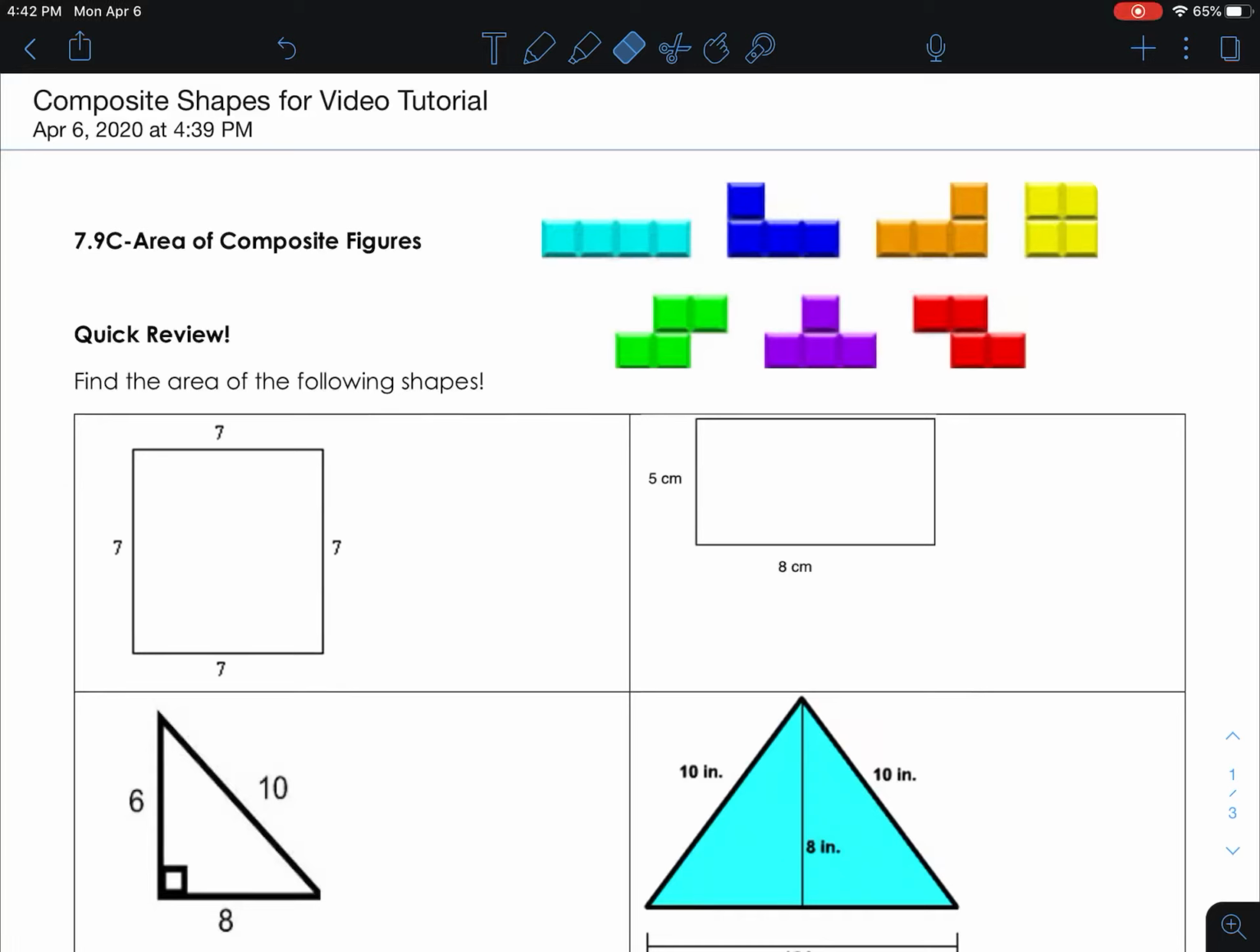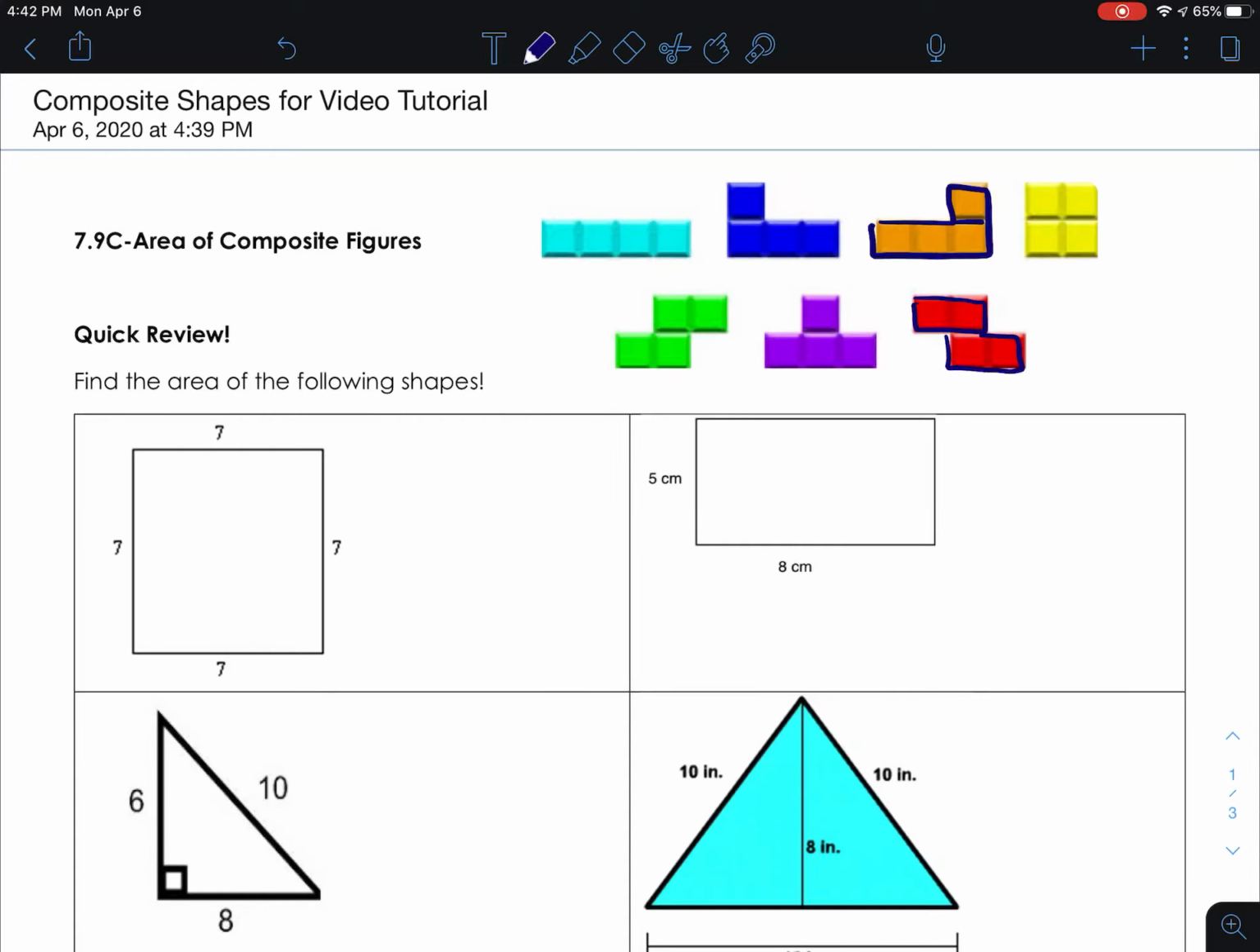Hi everyone, so we're going to start off with something new today. We're going to go into area of composite figures. Those are these types of shapes. If you've ever played Tetris, it is full of composite figures. It's basically like two shapes put together. So if you look at this one, it's like two rectangles just kind of pasted together like that.